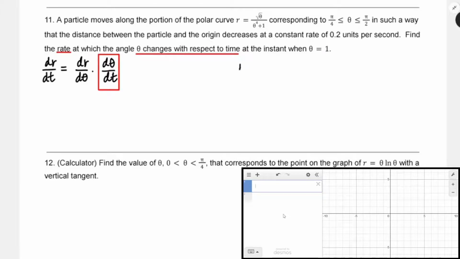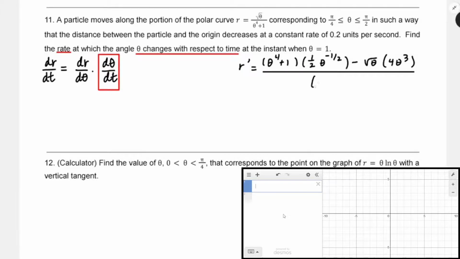So dr d theta is going to be bottom times the derivative of the top. And because theta equals 1, this won't be too bad. Minus the top times the derivative of the bottom, divided by the bottom squared. And if this was any value besides theta equals 1, this would be pretty rough, but I think we're going to be all right.